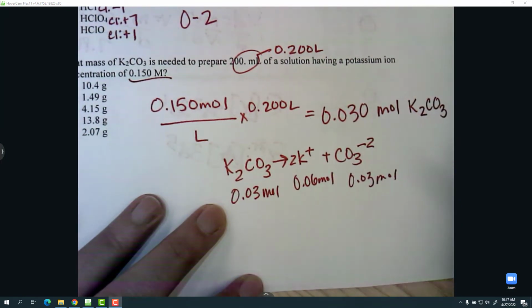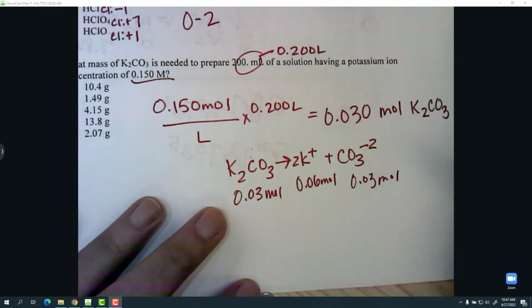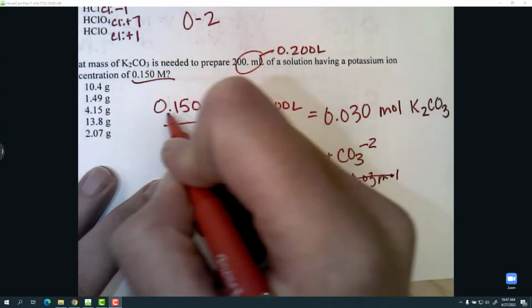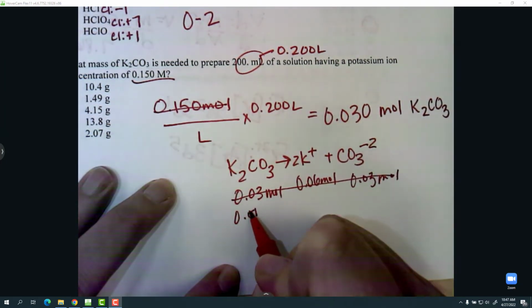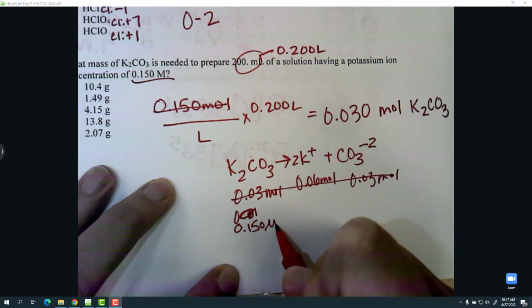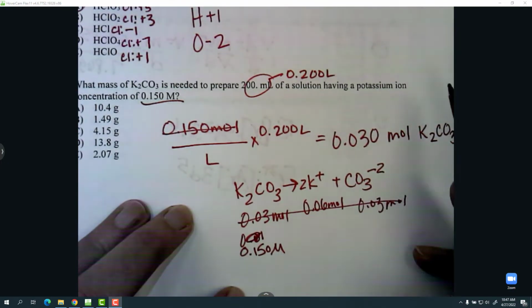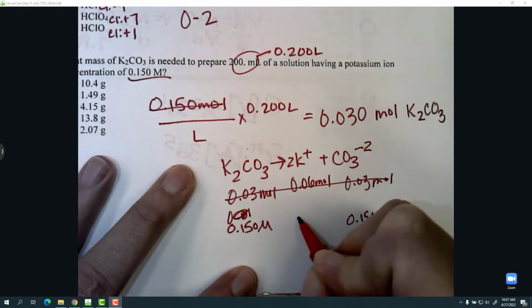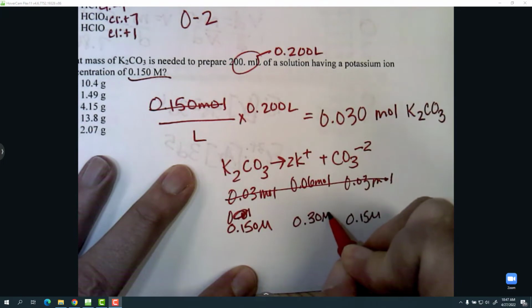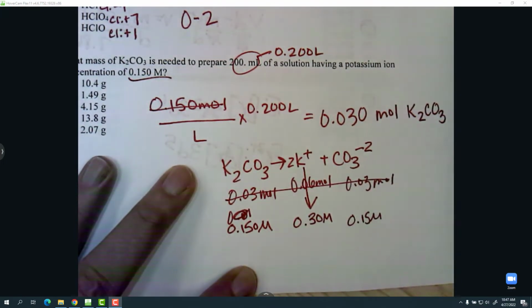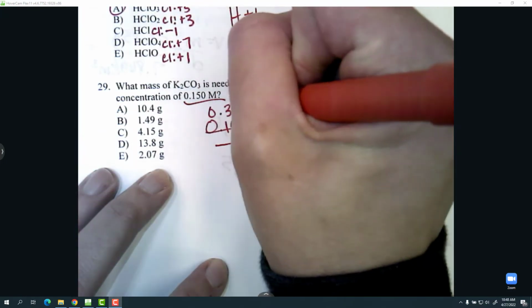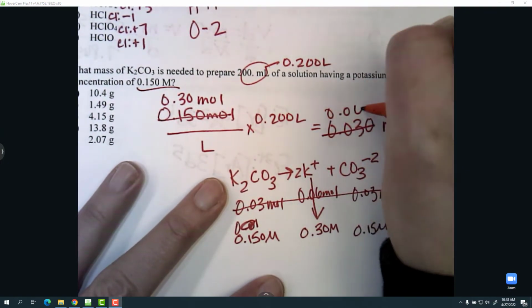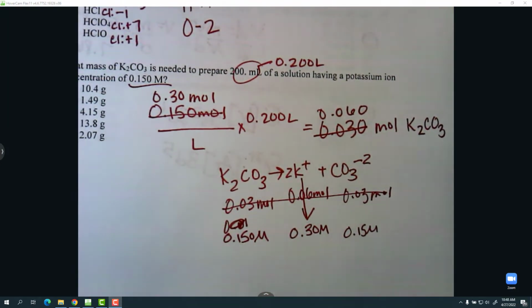Oh, so I should have used that. Yeah, sorry, I should go back. Cancel it all. Let's start from 0.150 molar, because it was the molarity. That was about the potassium ion, not the moles. So I need to go back to here. So 0.15 molar of this, but 0.3 molar of the potassium ion. So that's the concentration I want to plug in here, not 0.15. And so this would be 0.060. Okay, so I hope that makes sense.